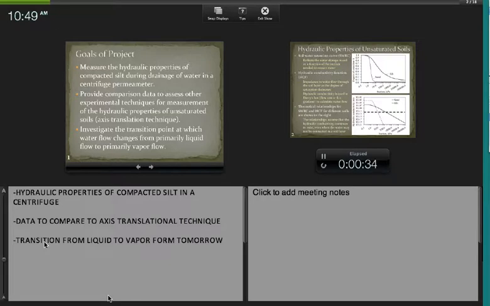And the third goal is to study the transition from liquid to vapor flow, which occurs at higher suction, because not much is known about this point of transition, and not much data is available.